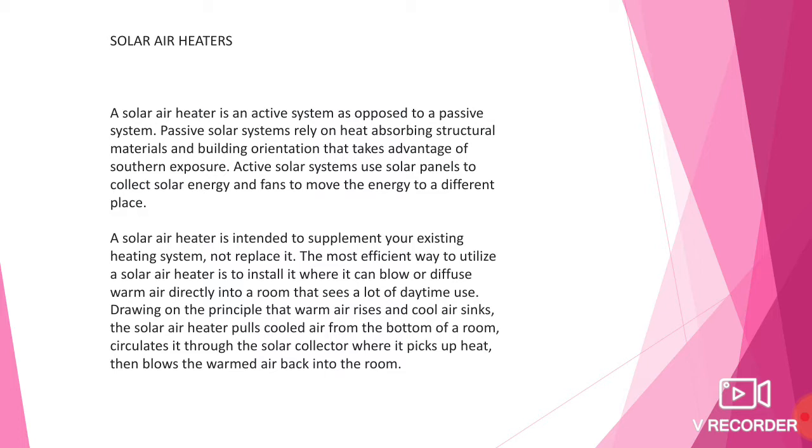So, drawing on the principle that warm air rises and cool air sinks, the solar air heater pulls cooled air from the bottom of a room, circulates it through a solar collector where it picks up heat, then blows the warmed air back into the room. The possible applications of solar air heater are the drying or curing of agricultural products, space heating for comfort, then regeneration of dehumidifying agents, seasoning of timber, curing of industrial products such as plastics.